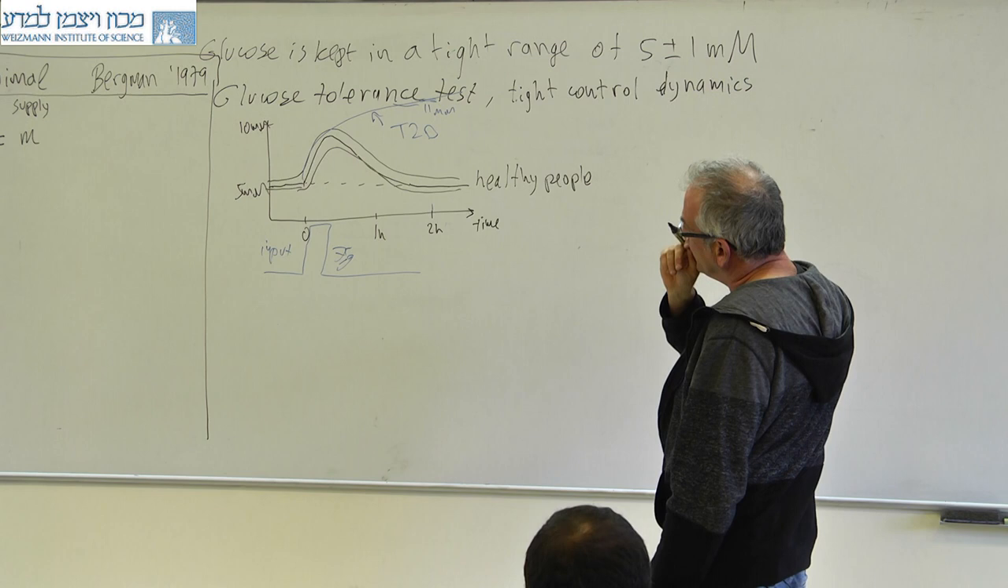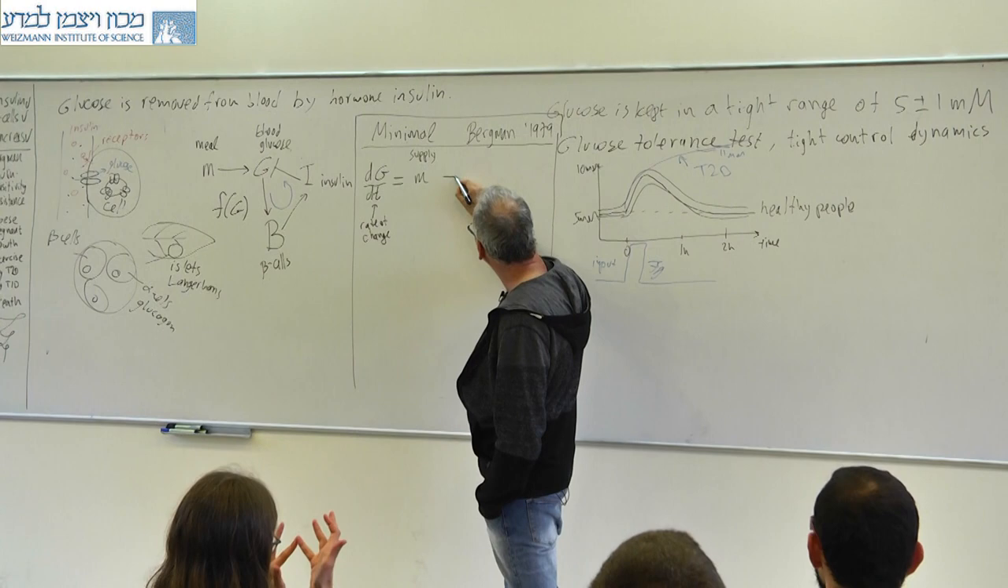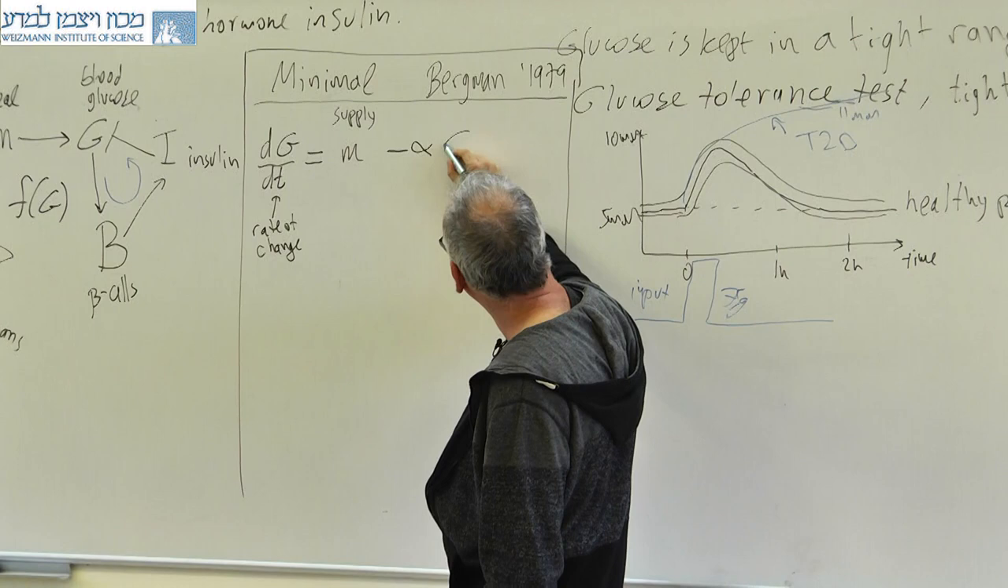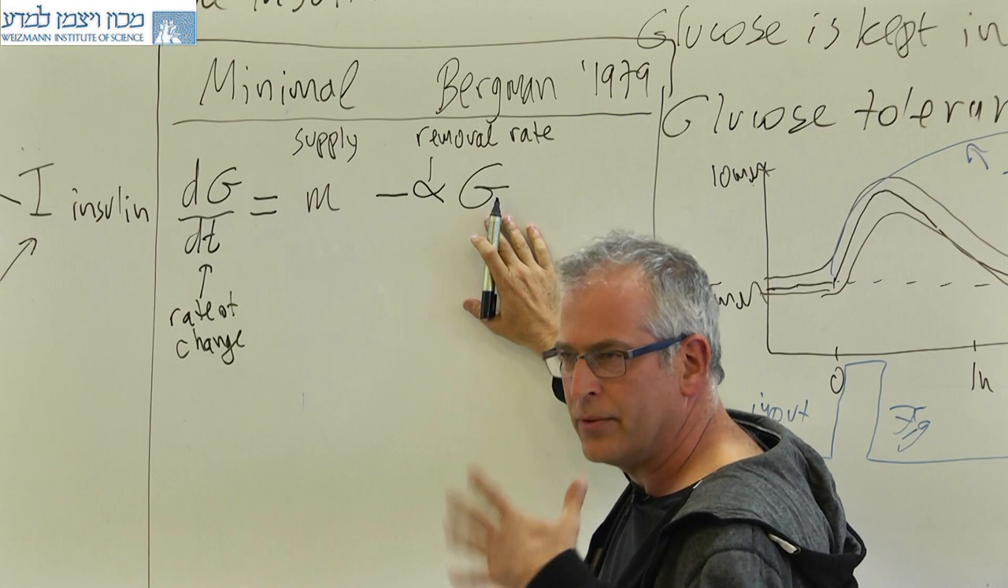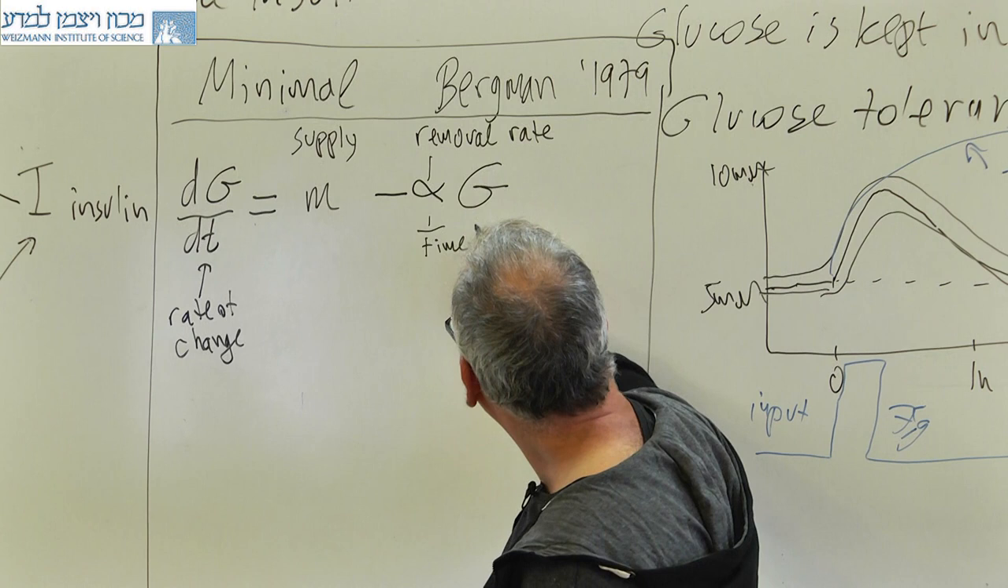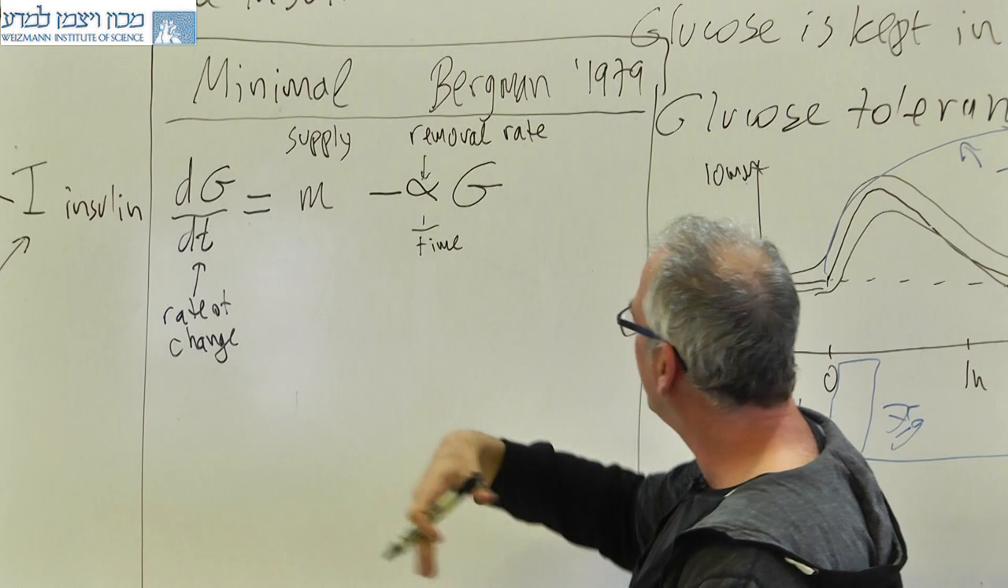Then glucose is also removed. And removal, in all these biological equations I'm going to write, always looks like this. This is the removal rate, which is like probability per unit time for glucose to be taken up by some cell or removed from the blood. So this has units of 1 over time. And this is glucose concentration. So each molecule of glucose has some rate per unit time to be removed.